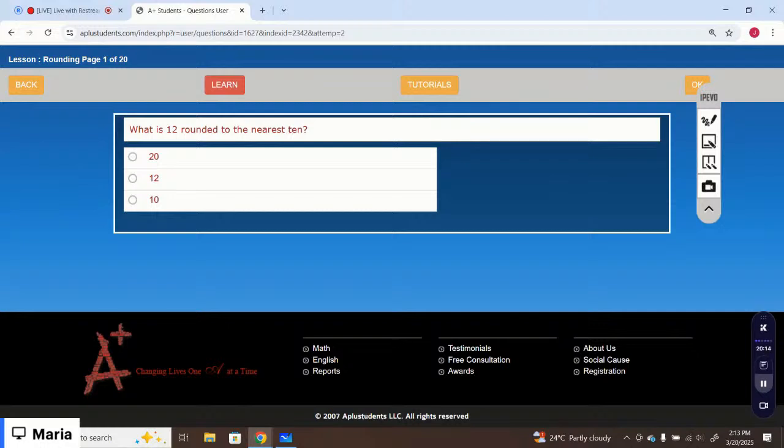No one is answering the questions. Why? 12 is rounded to 10. Option number 3 is the correct option.